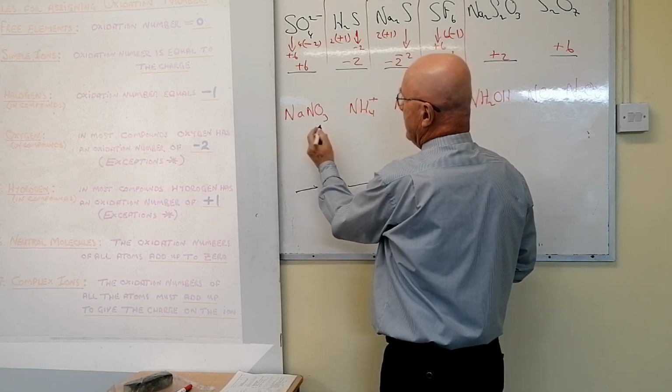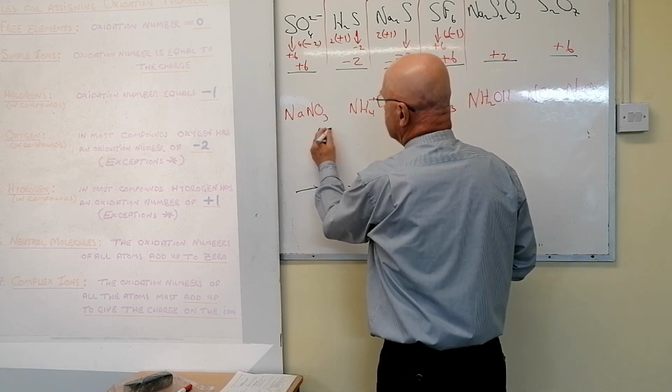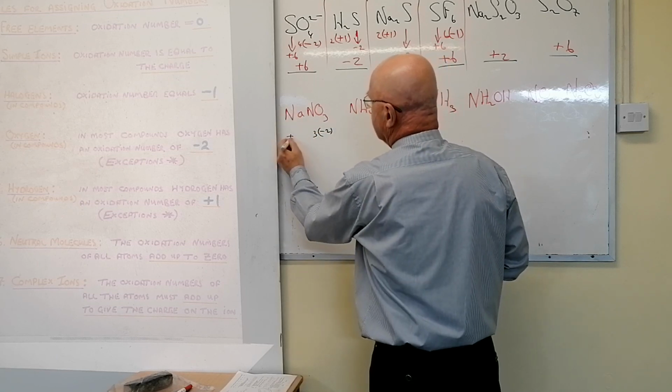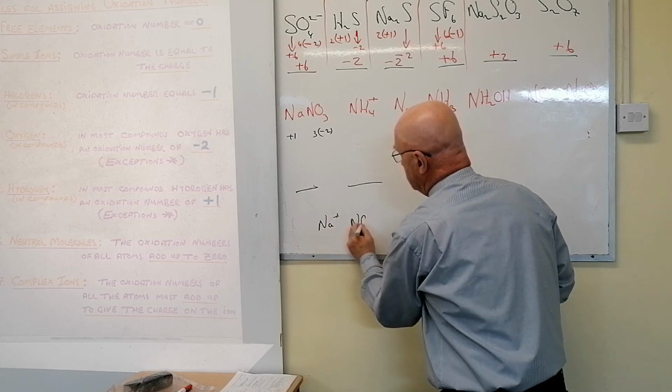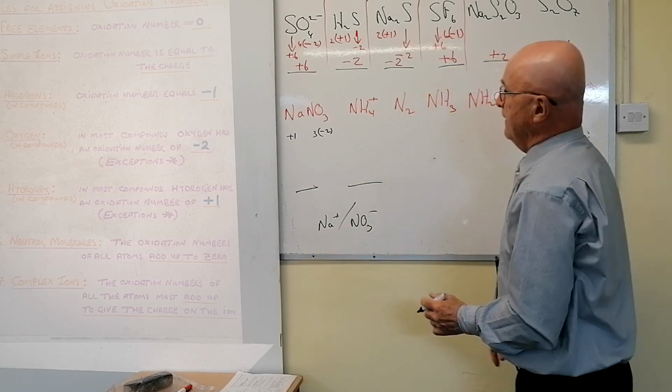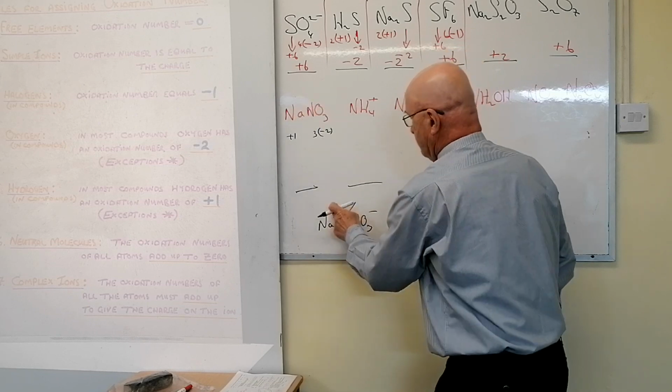Good. Now here we go again. That's -2 3 times. Now be careful. Sodium is +1. Can I remind you again? Na plus and NO3 minus. The Paddy-Murphy theory, the plus and the minus, the plus and the minus.